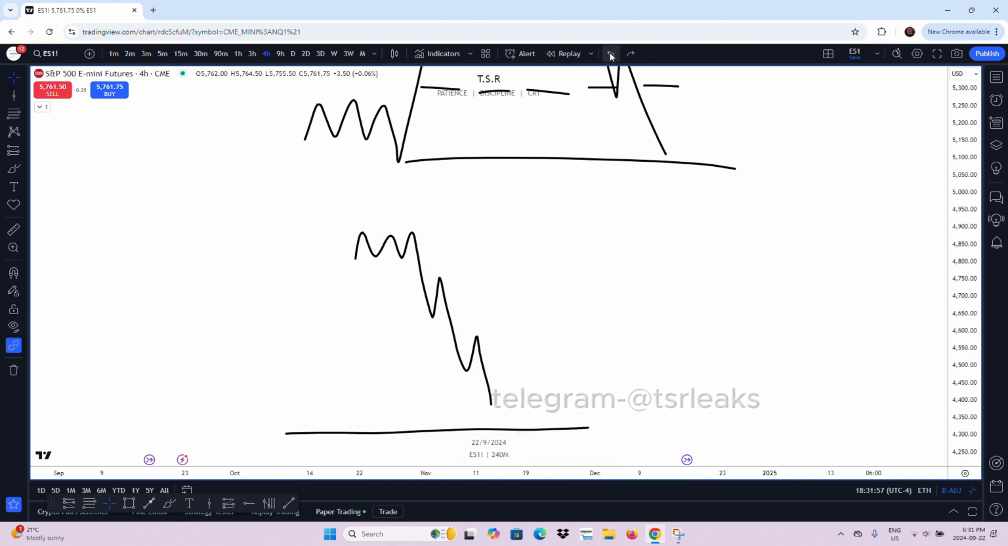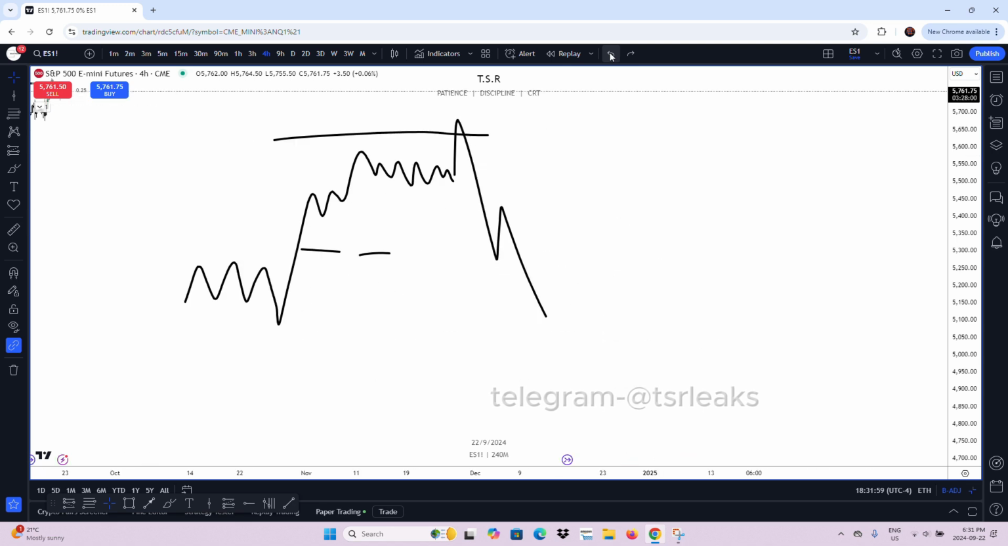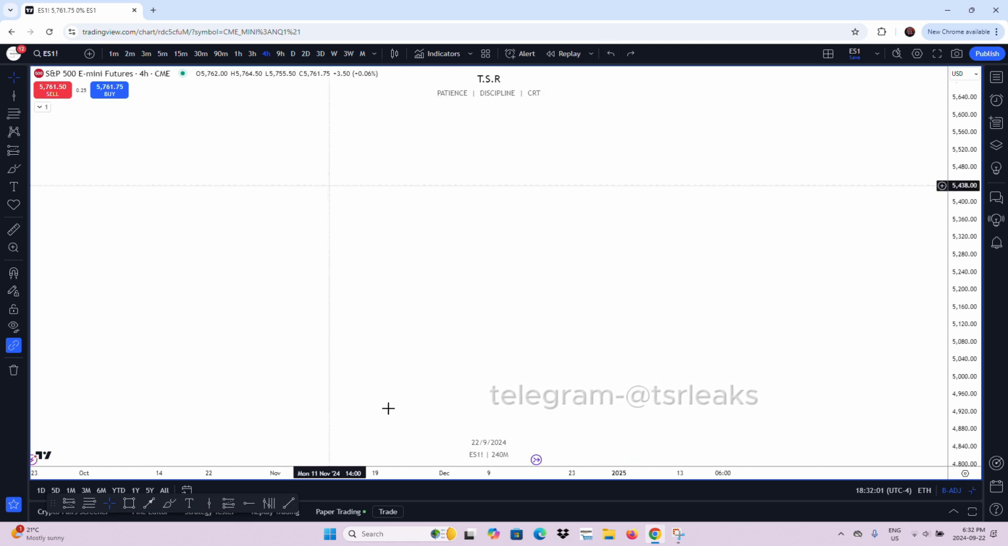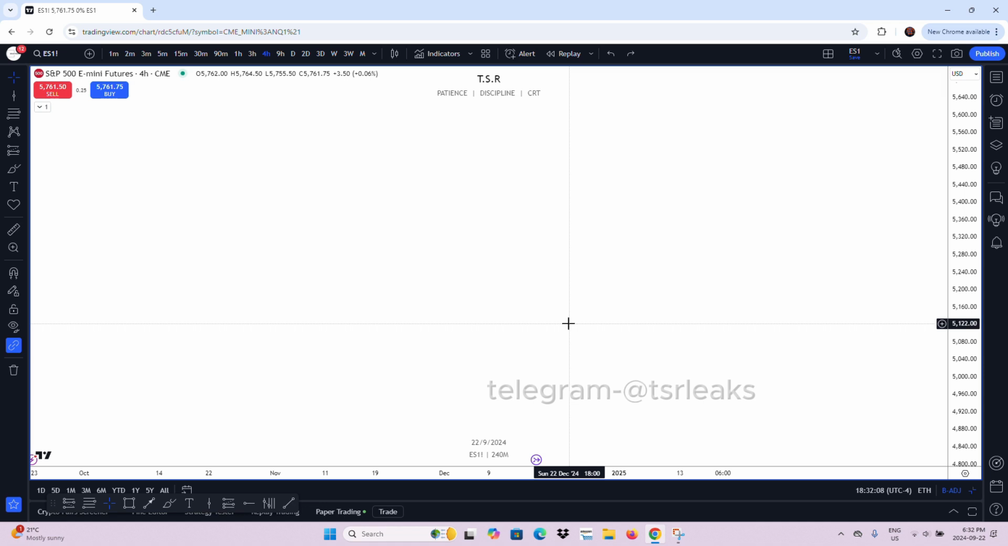So, very simple, very straightforward. I know this is just drawing. We will look at the charts, do not worry. After a range comes the expansion. After an expansion can either come a retracement or a reversal.